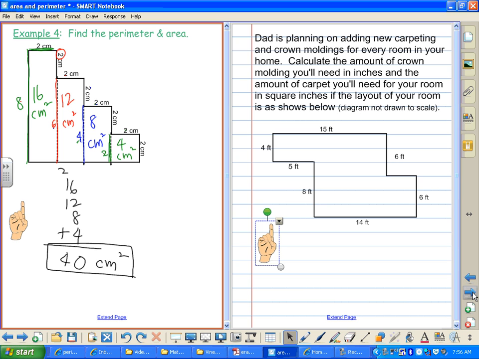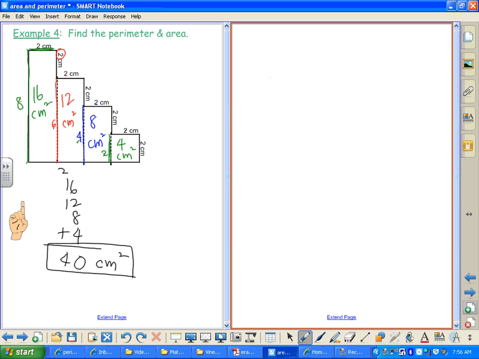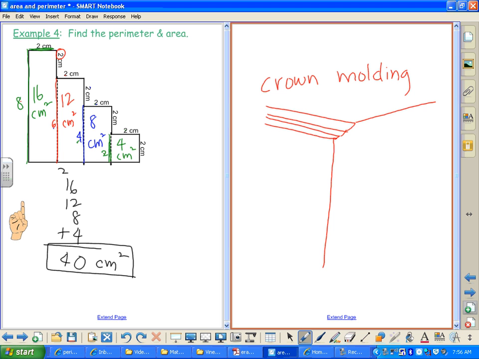Do you know what a crown molding is? If you're not sure, you might want to Google it right now. Crown molding is that little decorative piece on the ceilings that kind of looks like this. If this is your ceiling, it's one of these things. And it actually is extra material, which means that it costs extra to have this installed.